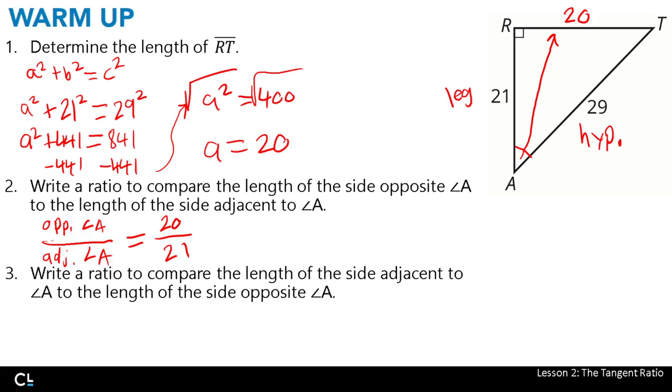So that's one thing to keep in mind. Now it says write a ratio to compare the length of the side adjacent to angle A to the length of the side opposite angle A. So we're flipping this: adjacent to angle A over opposite angle A equals. So we already know these numbers. We know which ones are adjacent and opposite. So this is just going to flip. It's going to be 21 over 20. So basically, it's just the reciprocal. Remember, that word reciprocal just means when we flip a fraction. Awesome. So here's a little warm up. We got some vocabulary going through our brains. Feel a little good.